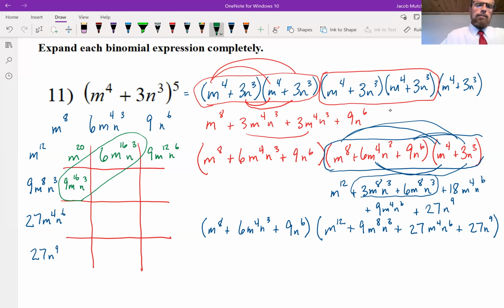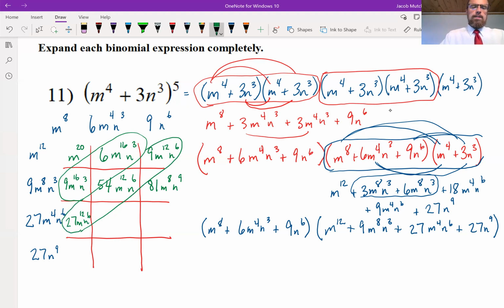9m to the 8th n cubed times 6m to the 4th n cubed is going to be 54m to the power of 12 n to the power of 6. And my last one in this row is going to be 81m to the power of 8 n to the power of 9. Now to my third row, 27m 4th n to the 6th times m to the power of 8 is 27m to the power of 12 n to the power of 6. And that gives me another diagonal of like terms.